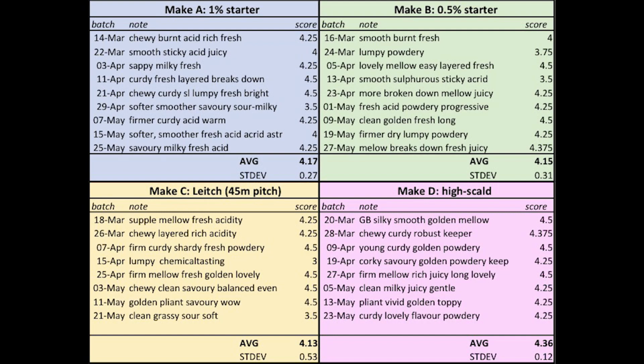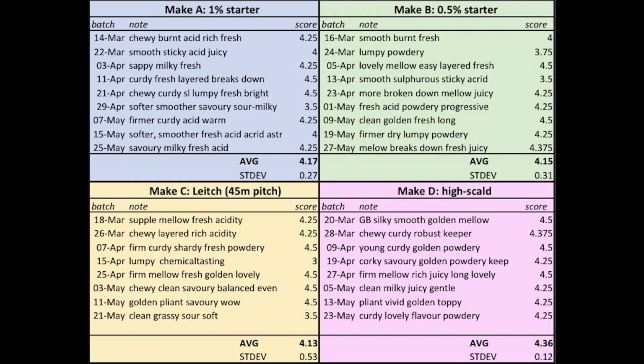Make C was half the amount of starter, but everything else kept exactly the same as the standard make. And make D was a softer set with a finer cut and a higher scald. So anyone who spent a lot of time with Yvonne will know that these are all things you would classically do to try to get more moisture out of those curds.